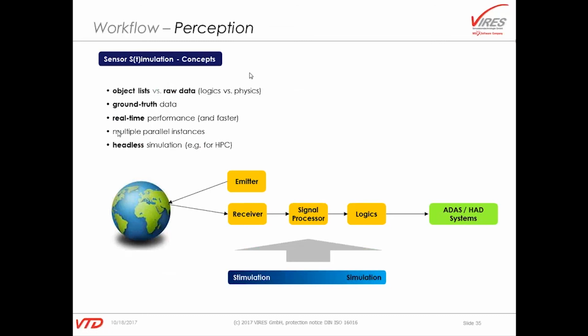Now we go into the sensor simulation and stimulation side of the tool chain. Whether it's sensor simulation or stimulation always depends a little bit on what your ADAS or highly automated driving system looks like. If, for example, we are feeding camera data or image data into a hardware camera, then it's a sensor stimulation. If we just provide data for an image processor in software, then it's more like sensor simulation. But it's always somewhere in between.